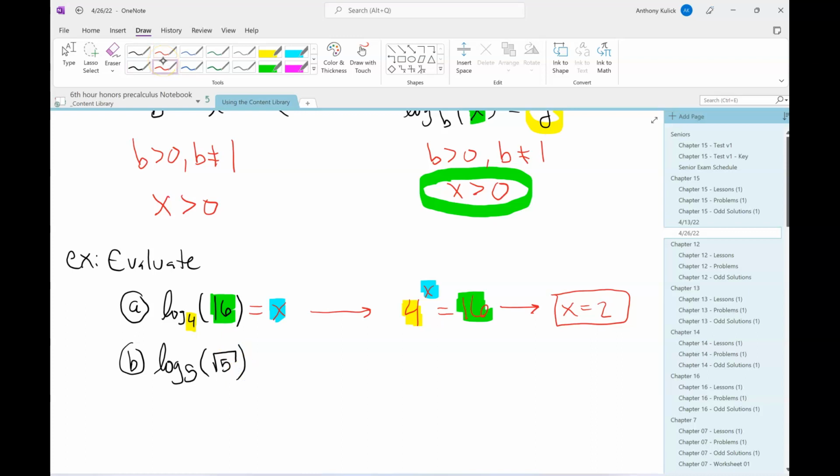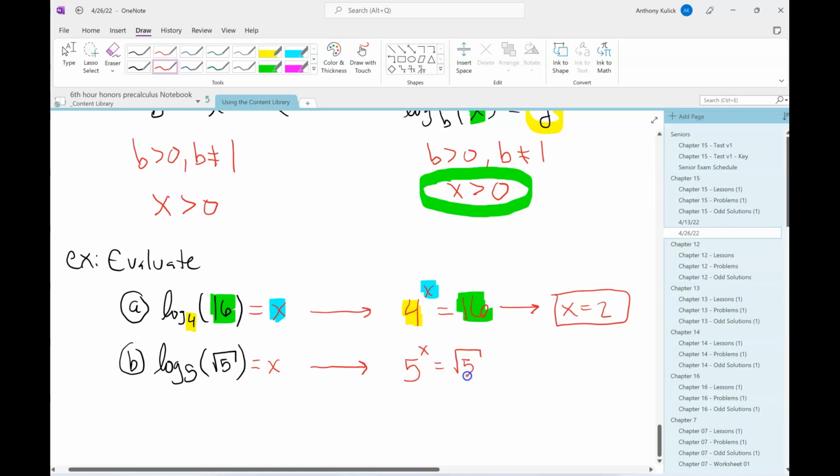How about log base 5 of the square root of 5? Well, just like before, we're going to make a logarithmic equation by saying that is equal to x. And then we're going to rewrite that as an exponential equation. So I have 5 to the x equals the square root of 5. What do I do with that? 1/2. Remember that the square root of 5 is the same thing as 5 to the 1/2.